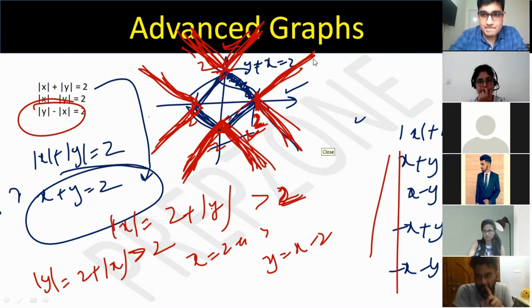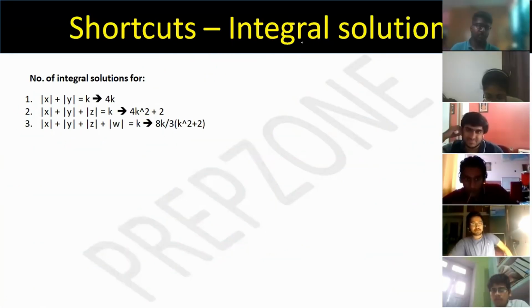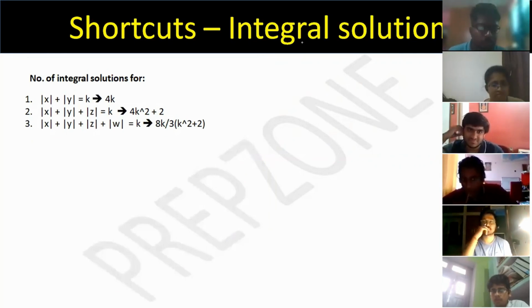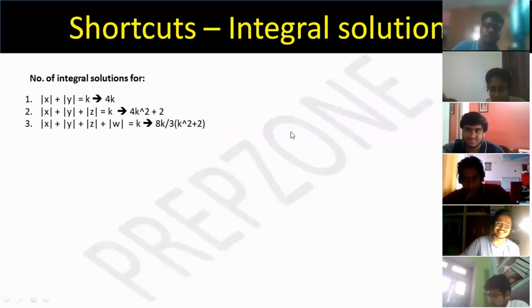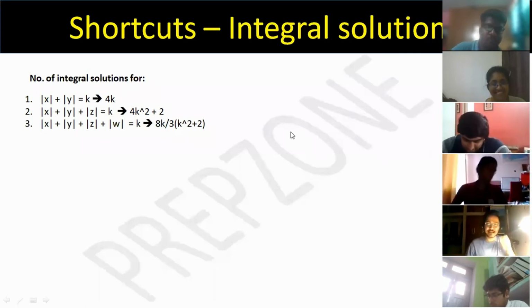Clear? Okay. So many students are saying to continue. So let's continue. It's only 2.5 hours, by the way. So yeah, let's continue. Everyone, please note it down. So these are the shortcuts.